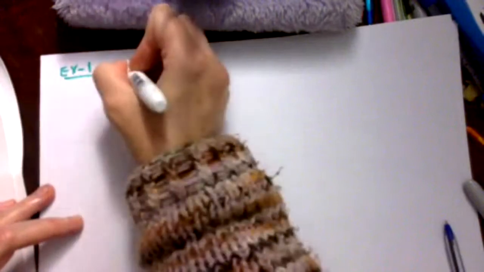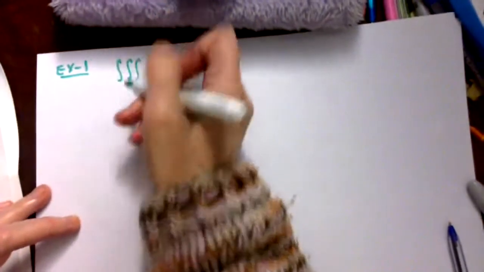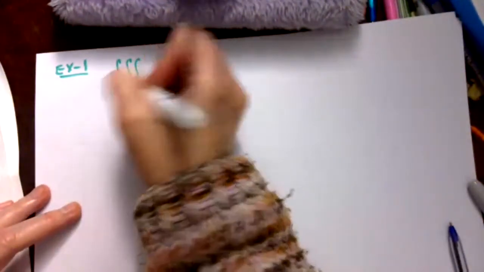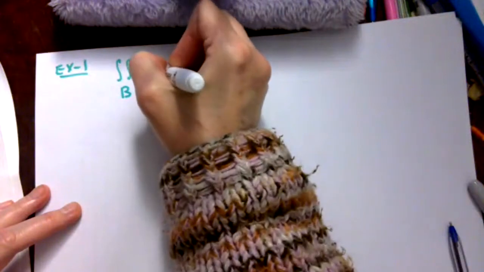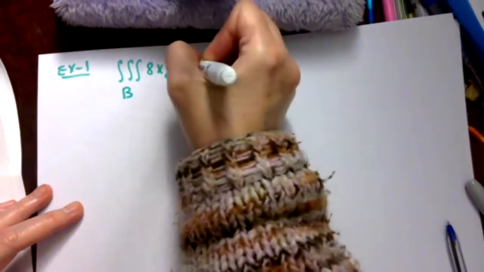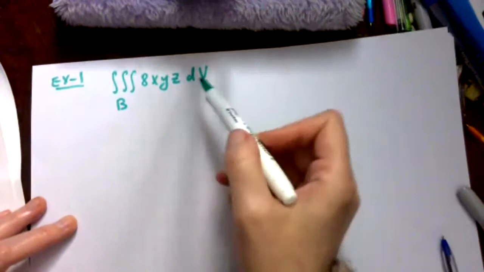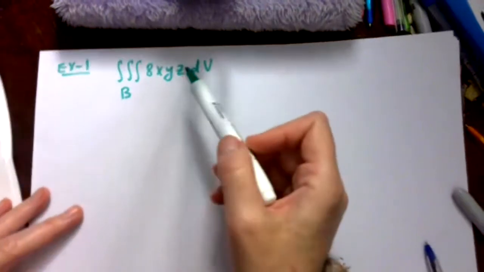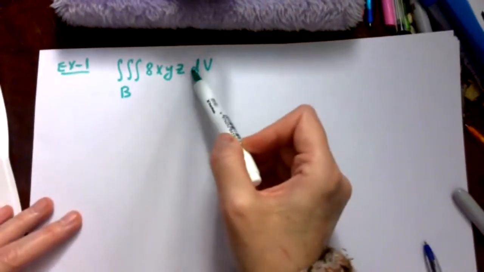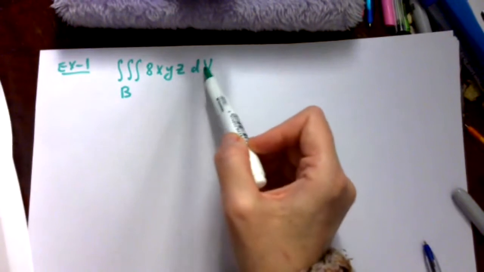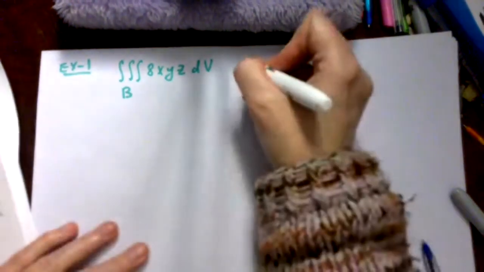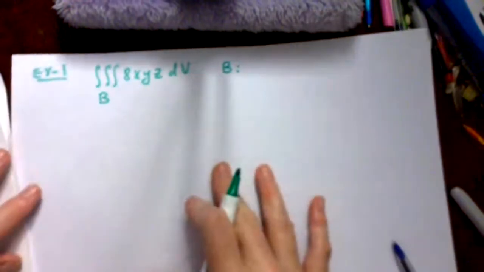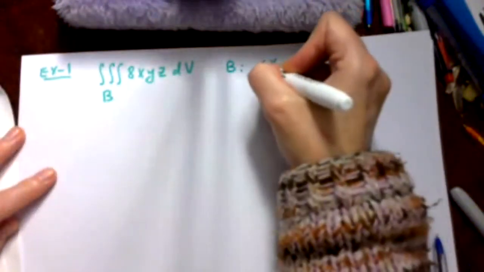Exercise 1. You are asked to calculate the triple integral over region B of 8xyz dv. Look at the notation. As I said before, sometimes they denote the triple integral like dx, dy, dz, but sometimes just dv or dt or something like this. Okay, and the region B is bounded by the following surfaces.